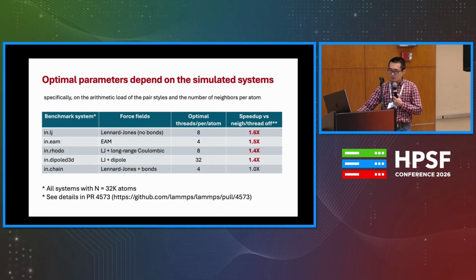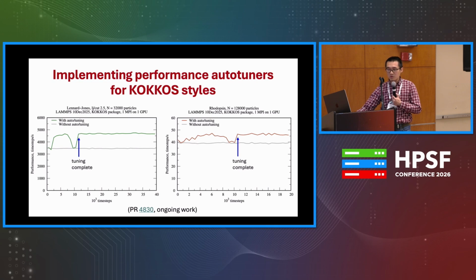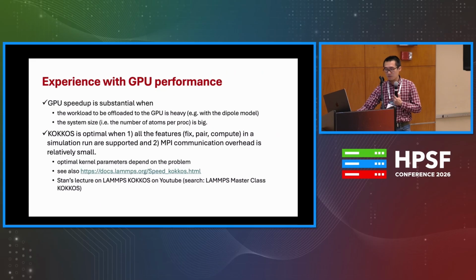And the work is also applicable to other benchmark systems as well. You can see the speed up compared to the non-optimized version is around 60%, up to 40%. And only in the chain system, where we have very few neighbors per atom, we don't see anything. So I also implemented an autotuner, similar to the way that Vivek just showed, but it's ongoing work. We need more time to work on this one.